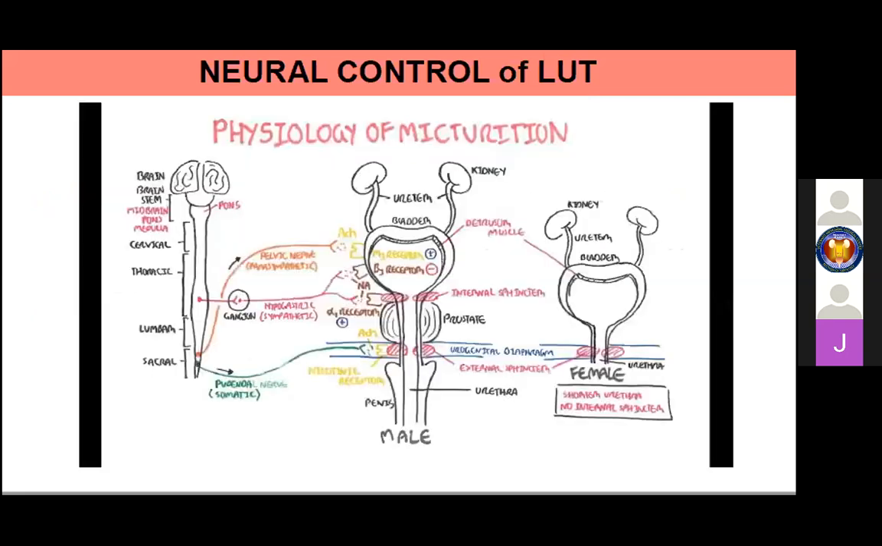Next, please. As you can see here, it's obtained from Google again. You can see a simple picture showing the innervations, where the pelvic nerve, or as I said a while ago, the parasympathetic part of the innervation comes from the sacral part, and then the hypogastric or the sympathetic comes from the lumbar part, and the pudendal and somatic. Next, please.